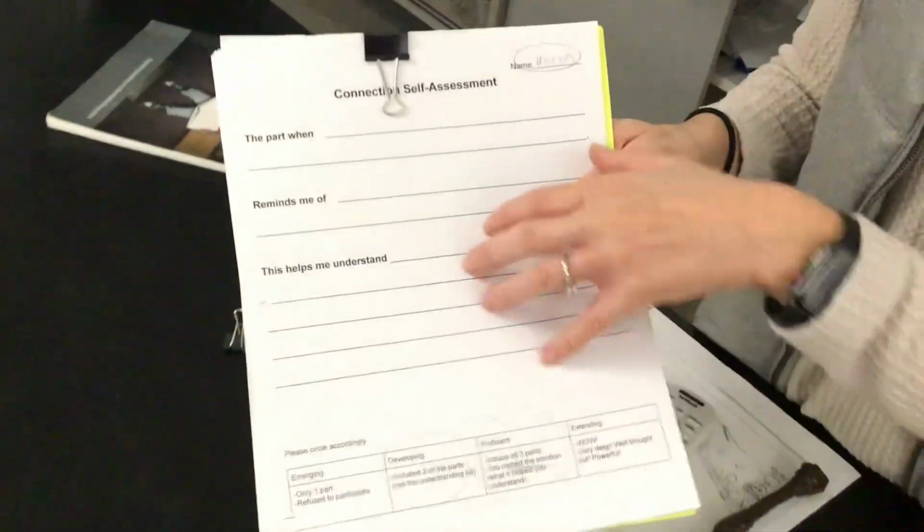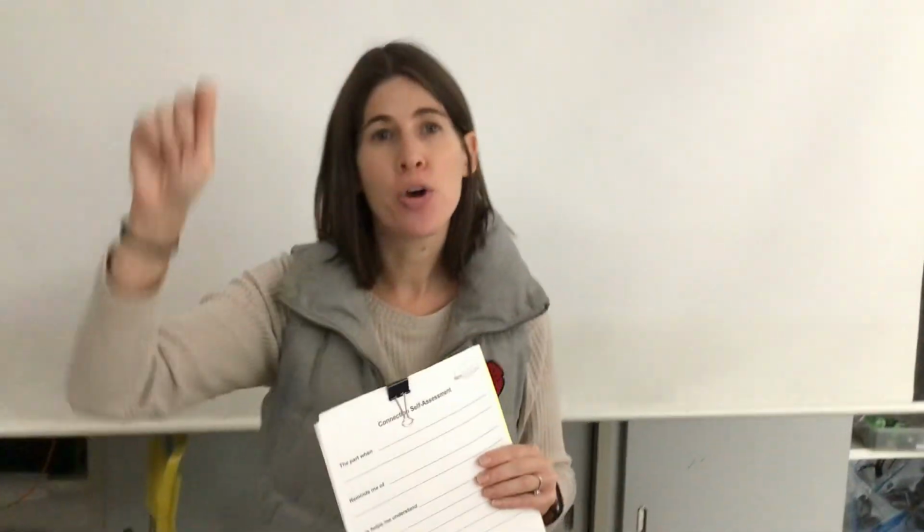This is the one part I have them now look back at that bright sheet. I say, choose one connection that you think was really good. Write that on there, self-assess, hand it in. Boom, I can say this kid knows how to do connections.